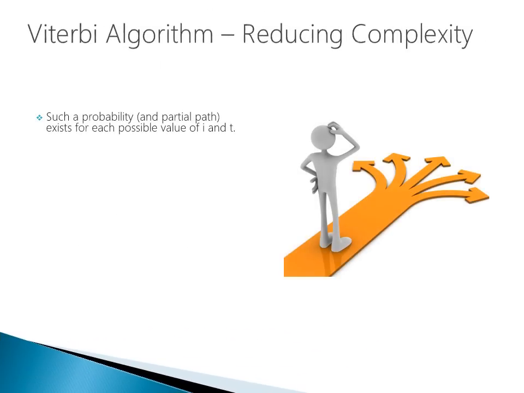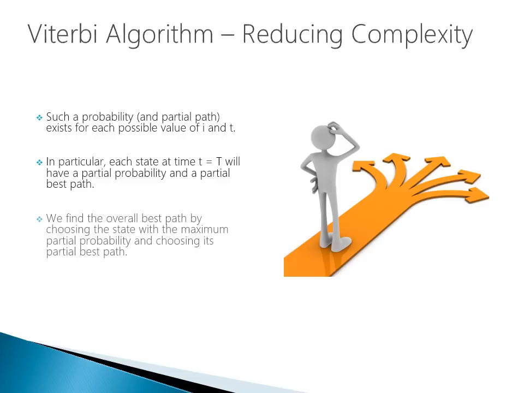Such a probability and partial path exists for each possible value of i and t. In particular, each state at time t equals T will have a partial probability and a partial best path. We find the overall best path by choosing the state with the maximum partial probability and choosing its partial best path.